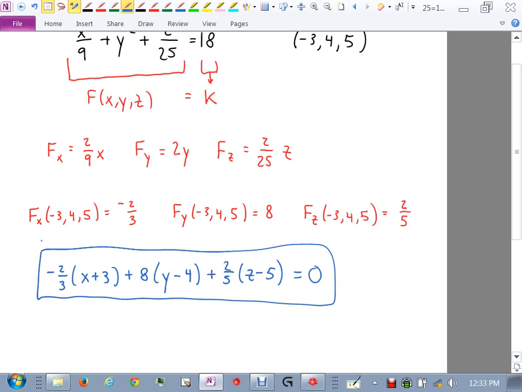It doesn't matter. It's a constant. So when you're taking the derivative, you're really doing a derivative on both sides, and that constant is always going to go away to 0.